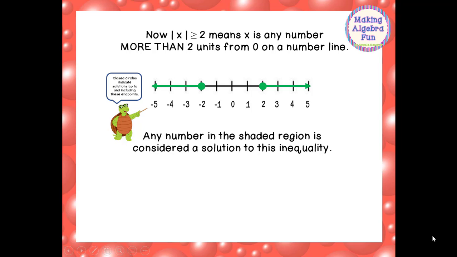And to write these solutions, we always use the word or. So this solution can be written x is greater than or equal to 2, which would be the 2 and everything to the right or greater than, or x could be less than or equal to negative 2, which includes the left-hand side.